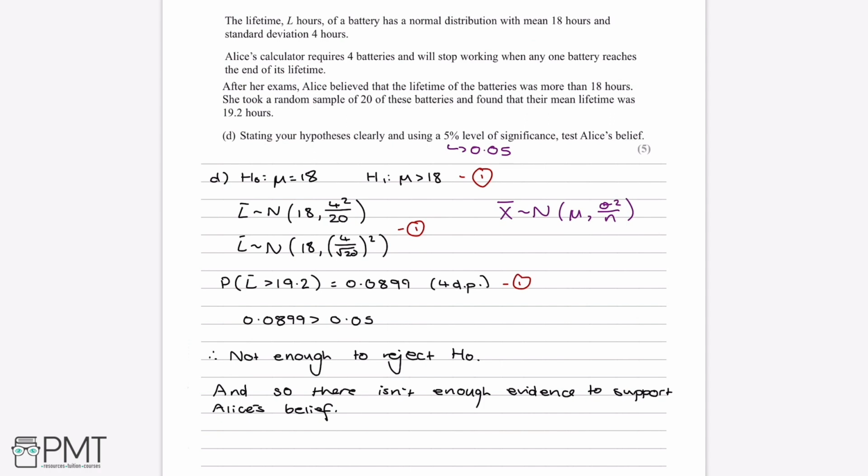And finally, we get 2 answer marks for these last 2 sentences, because we get one for saying we can't reject H0, so kind of giving a non-contextual answer. So this is just generally looking at the maths, we can't reject H0. And then we get a further answer mark for putting it into the context of the question and saying, well, therefore, there's not enough evidence to support what Alice was saying, and we can't support her belief. And that's the last answer mark, so putting it into context. And that's all 5 marks.